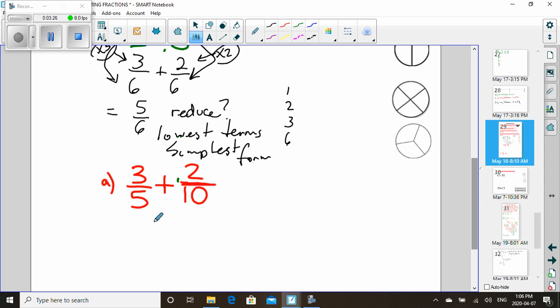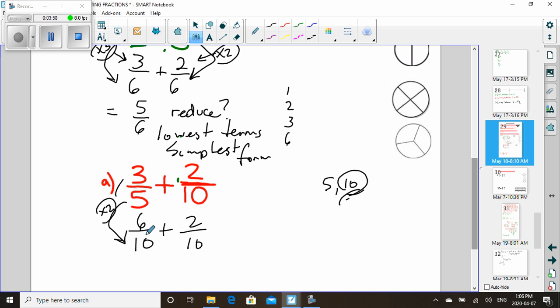Sometimes we don't need to change both fractions. If one of the denominators is a multiple of the other, like 10 is a multiple of 5, right? 2 5s are 10. We don't need to change them both. We can see how by skip counting by 5s we can get to 10, so we can turn this into a fraction out of 10. We already have this one as a fraction out of 10. So 3/5 becomes, times 2, 6/10. 3/5 and 6/10 are equivalent.